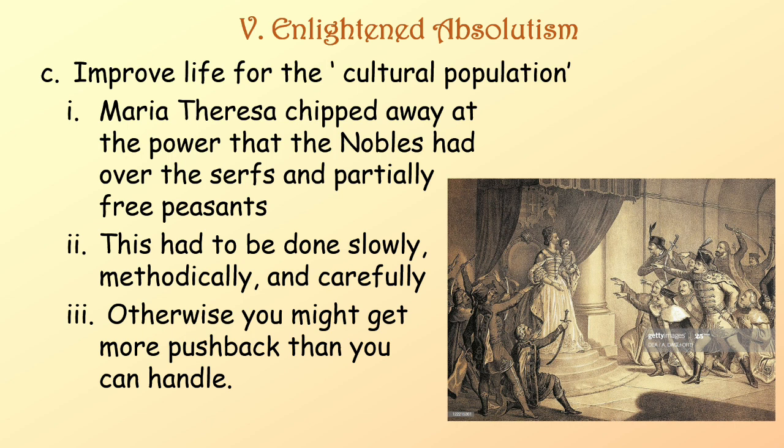Third goal was to improve life for the rural population. Maria Theresa chipped away at the power that the nobles had over the serfs and partially free peasants. And this had to be done slowly and methodically and carefully. Otherwise, you might get more pushback than you could handle.